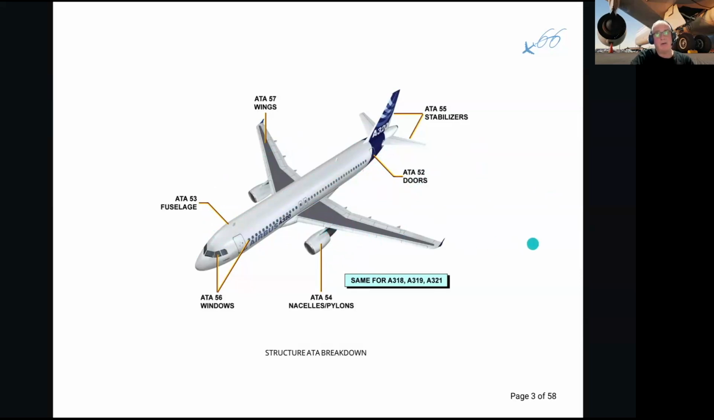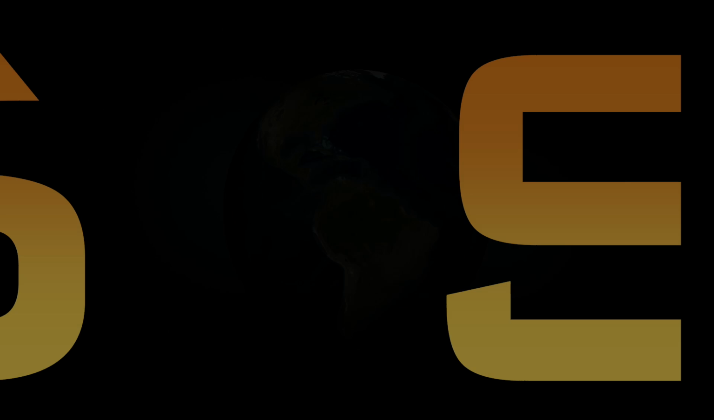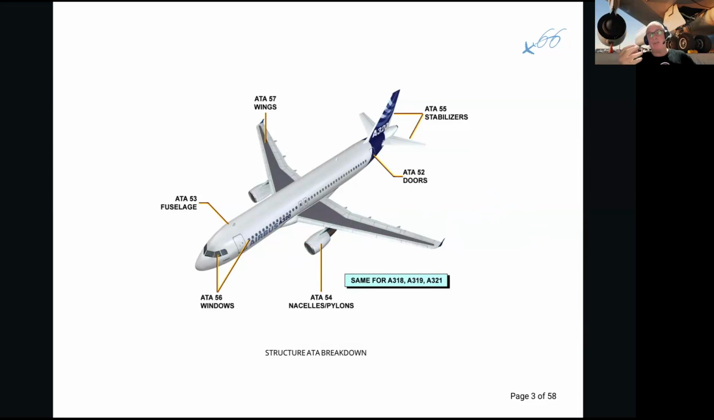Okay, so 52 is doors, 53 is fuselage, 54 is for the nacelles and the pylons. Okay, so the pylons or the struts. Some people call them the struts, some people call them the pylons. Are these bits of metal that the engine is actually attached to? They're attached to the wing, and the engine is attached to the pylons, with the nacelles around the engine. But some of the nacelles and the pylons are part of the aircraft, not part of the engine. The engine chapters will be in another section in the 70s chapters, which we'll do in two or three sessions from now.